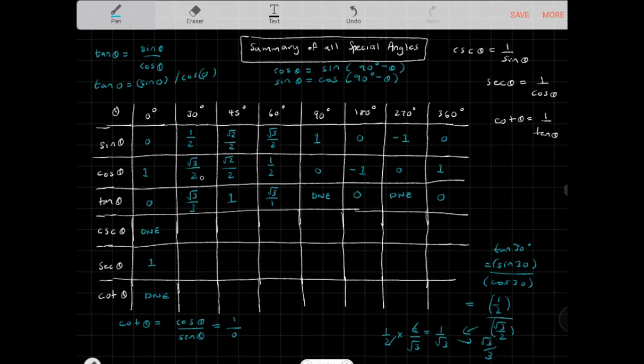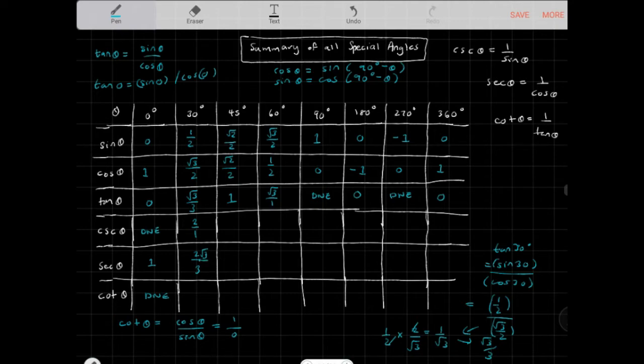Cosecant 30 is basically the reciprocal of sine 30, so it should be 2 over 1, right? Secant 30 is 2 over square root 3, and you guys can simplify this, right? If you multiply by square root 3, you get square root 3 over 3. Okay, so I'm sure you guys know how to do the radical simplification, right? So it's 2 square root 3 over 3.